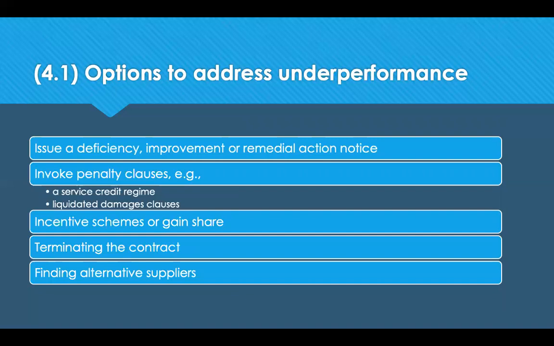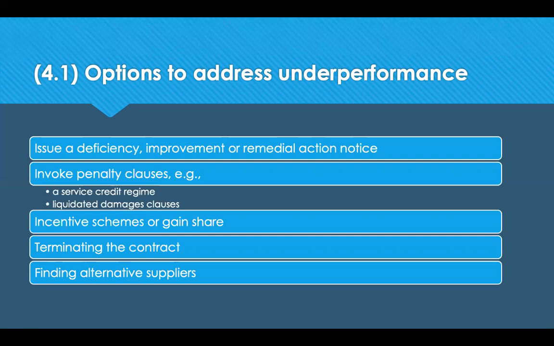And these are common in the construction industry. Or you can use incentive schemes or gain shares. These come at the purchaser's cost, so the target must be valuable. You can terminate the contract if it's a performance that you just can't tolerate. And of course, you can find an alternative supplier.